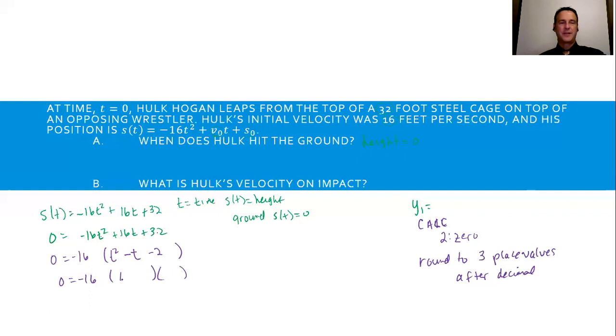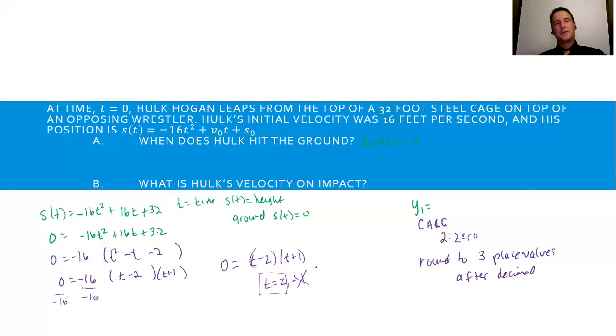But this does factor. This is t minus 2 and t plus 1. We've got to be careful of those. Divide by negative 16 to both sides. And so 0 is equal to t minus 2 and t plus 1. And so you get t is equal to 2 and negative 1. In this particular case, I'm not going to put the negative 1 there because that's negative time, which only happens when you are Marty McFly, when you have a DeLorean.